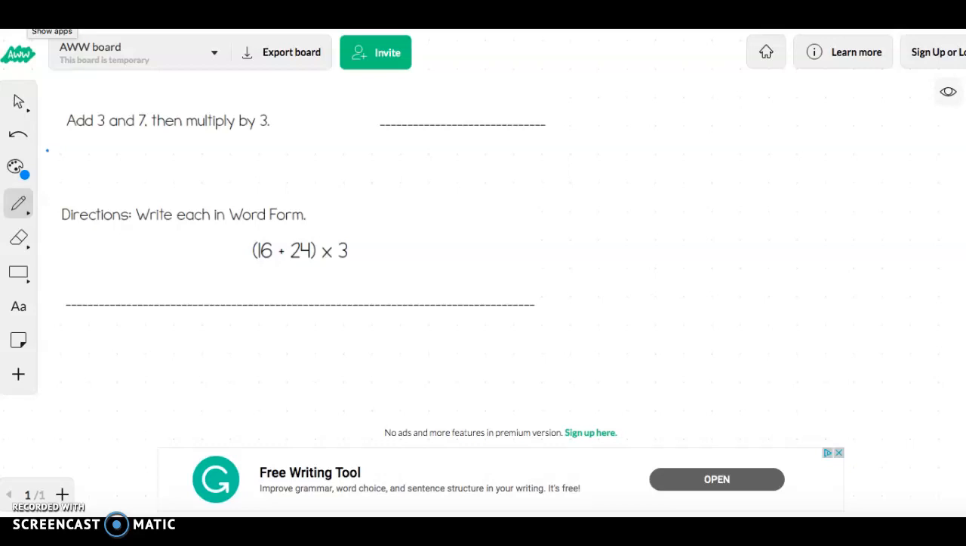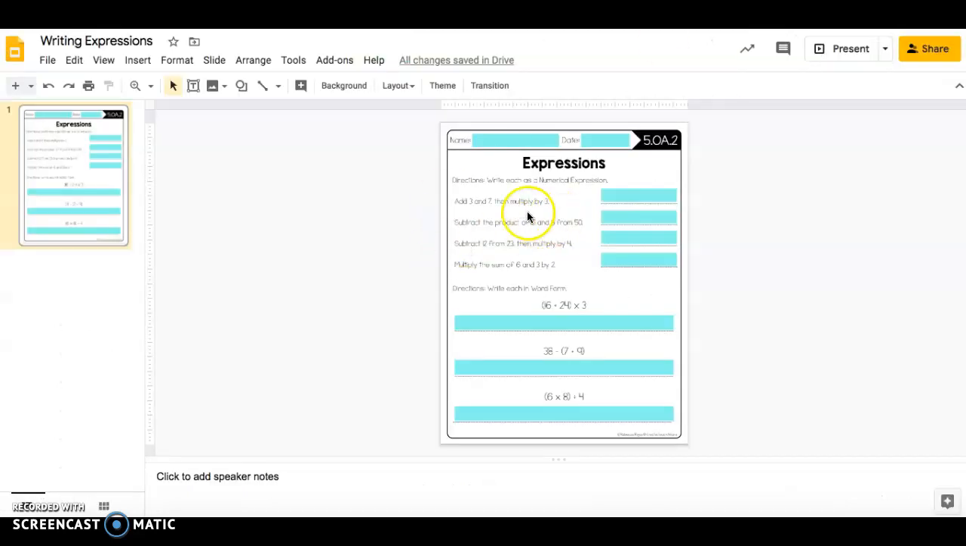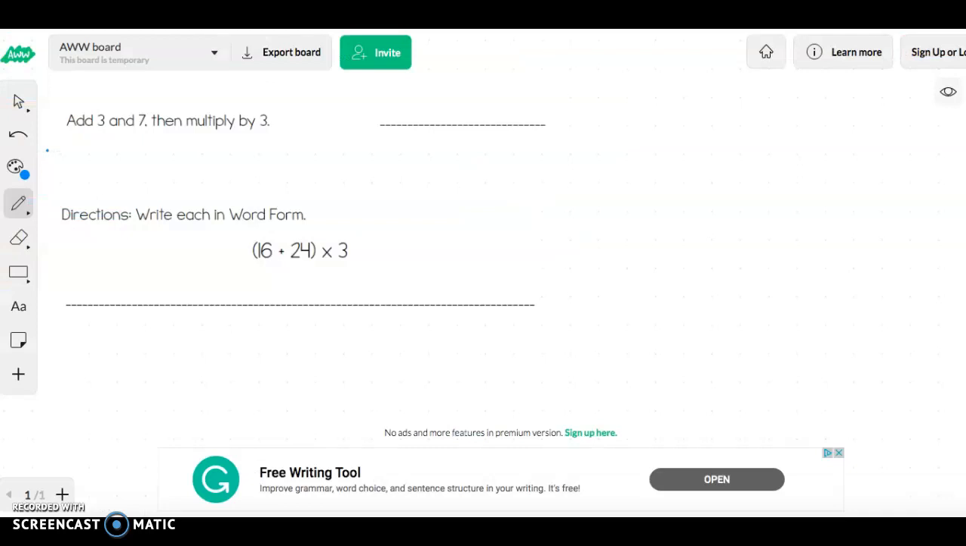Today we're going to work on writing expressions. You're going to have this sheet right here. It says directions, write each as a numerical expression. I'm going to do an example of the first one from each of them to show you. Today you're not doing any math. You're only writing. You are going to write what this would be, so we're putting this into this kind of form.